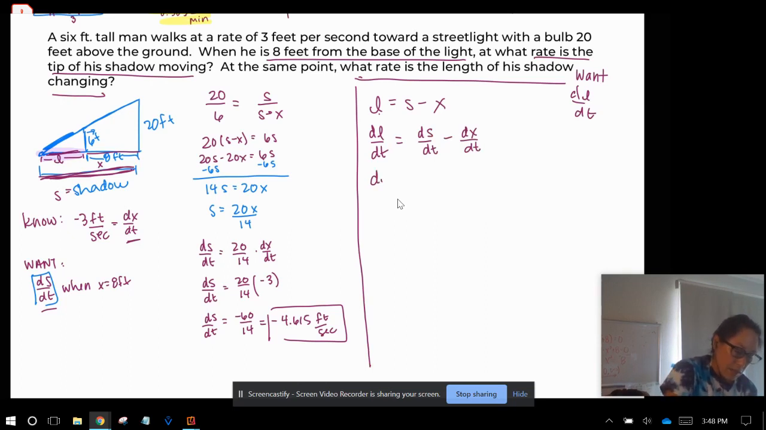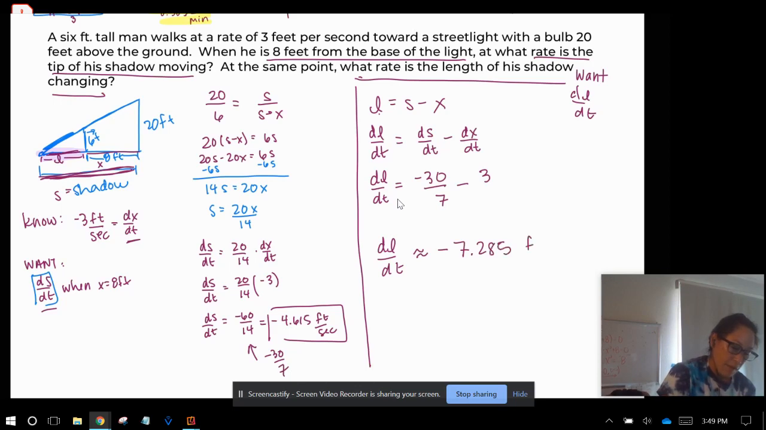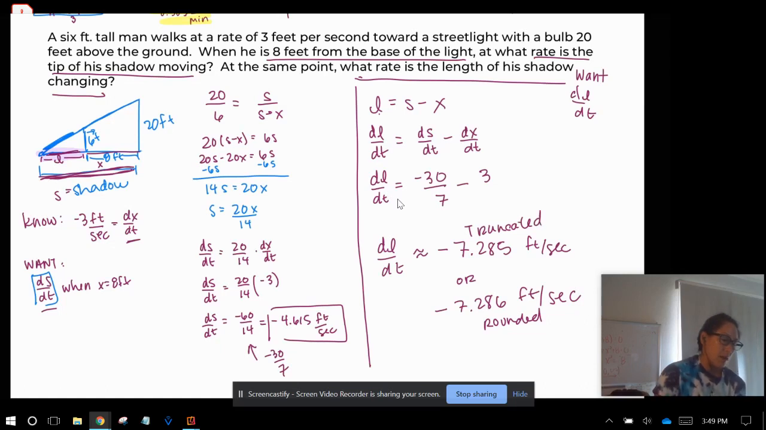Okay, I know dl dt. Oh no, I want dl dt. I know the rate that the shadow is changing is -30 over 7, which I got from right here. -30 over 7 minus 3. And I plug that into my calculator to get that this is about equal to -7.285 feet per second, or negative 7.286 feet per second. So this is rounded and this is truncated. Okay.